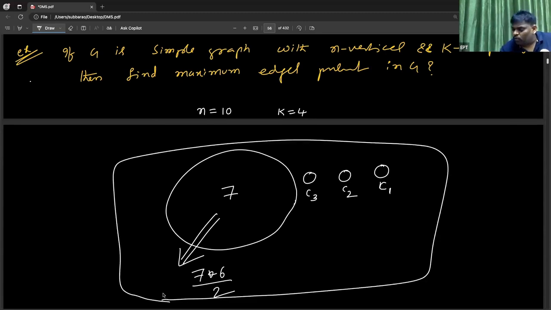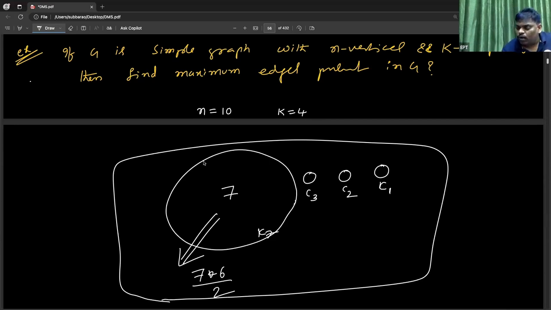Try to make sure one component has more vertices. You want 4 components? Component 1, 1 vertex only. Component 2, 1 vertex only. Component 3, 1 vertex, because you want 4. I want to make sure in one component there are more vertices, so that more edges will come. So 7 vertices. It's the case of 7: a complete graph with 7 vertices, 7 into 6 by 2.